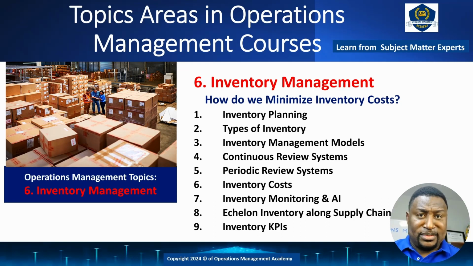Also, we will teach you what are inventory costs and how to monitor your inventory, especially echelon inventory along your supply chain. A supply chain is a sequence of organizations that are involved in producing and delivering a good. So at every stage you have inventory. How do you manage that type of inventory? And then you need your inventory key performance indicators, as we call them, inventory KPI, critical measures, so that you know whether you're doing well or not.